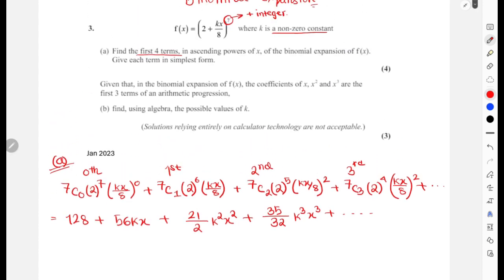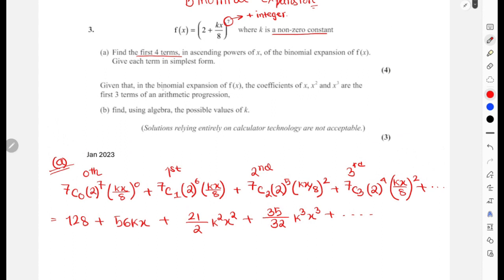Now after that it says that given that in the binomial expansion, the coefficients of x, x squared and x cubed are the first 3 terms of an arithmetic progression, find using algebra the possible values of k. Now they are saying that the first 3 terms are one part of an arithmetic progression. For this, remember that an arithmetic progression has a common difference. That means if you subtract term 1 from term 2, whatever value you get is the same as the difference of term 3 and term 2.